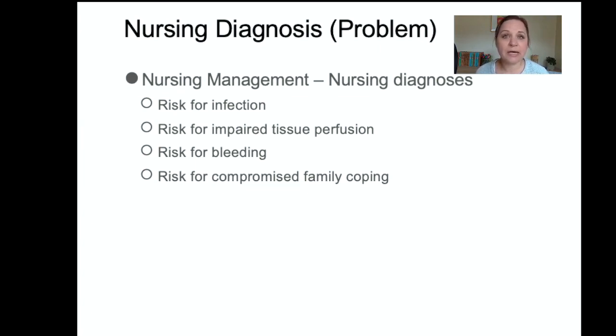risk for impaired tissue perfusion due to the anemia. They don't have those good red blood cells, hemoglobin, to be able to carry oxygen to their tissue. They're at risk for bleeding due to the thrombocytopenia, and they're at risk for compromised family coping.